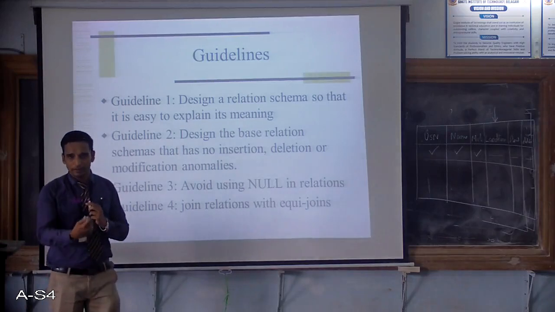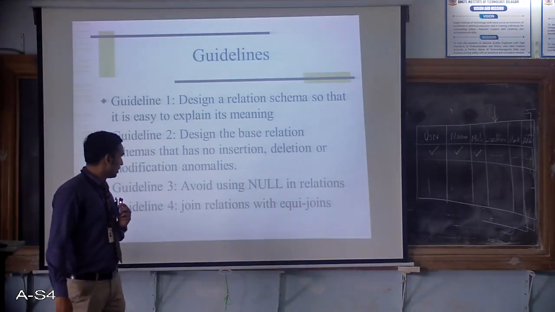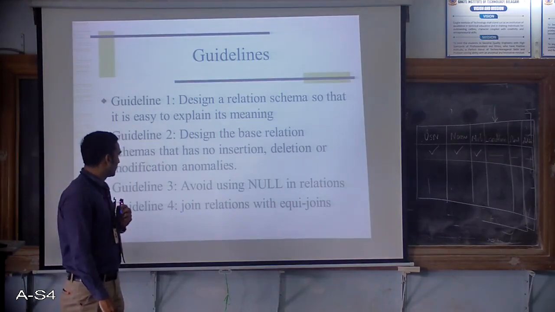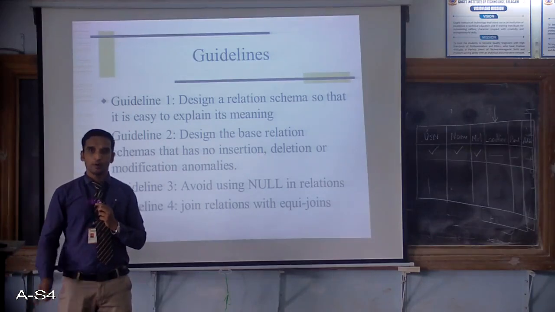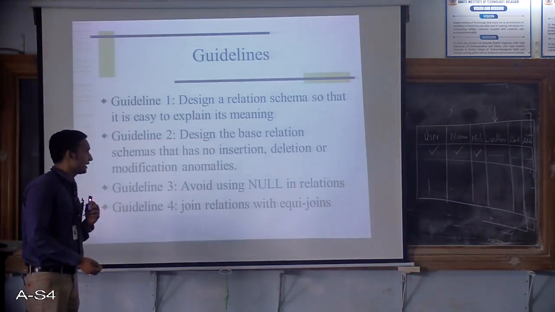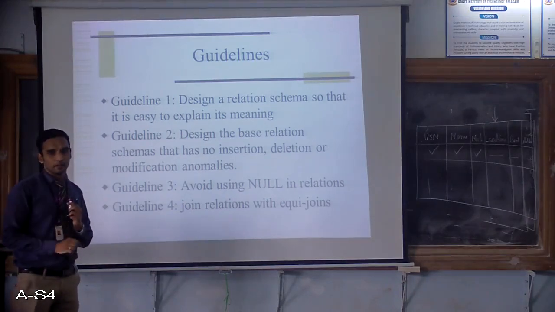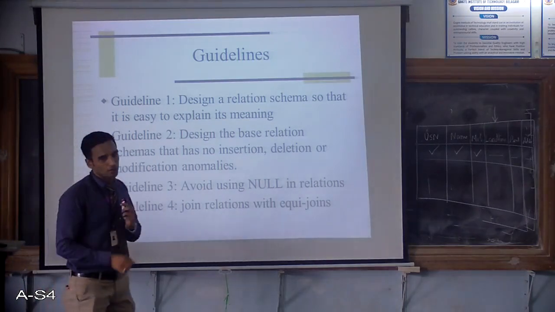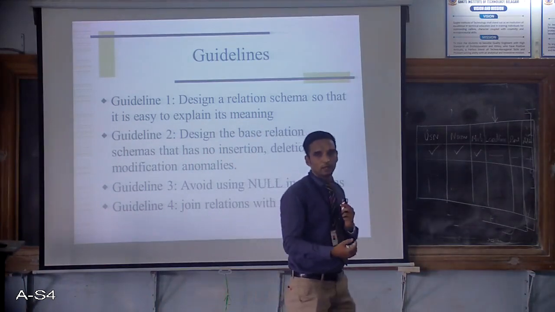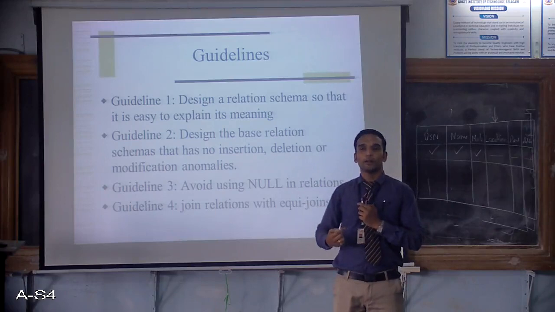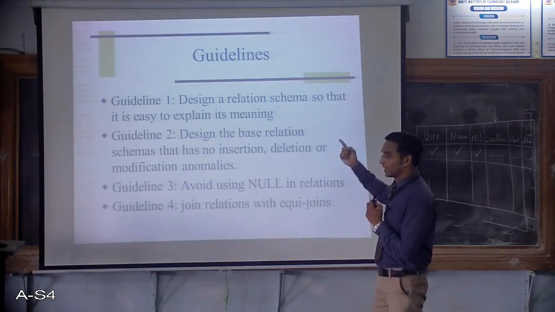Now I know the various guidelines are: first one is semantics of attributes, then anomalies, reducing redundant values, avoiding null values and avoiding generation of spurious tuples. So how can it be done? The first guideline says design a relation schema so that it is easy to explain its meaning. Make sure that you give proper naming conventions for attributes, whichever are the primary keys, foreign keys, name them properly. Place the entities in one table, relations in another table so that it is easy for me to bifurcate. This is the first guideline.